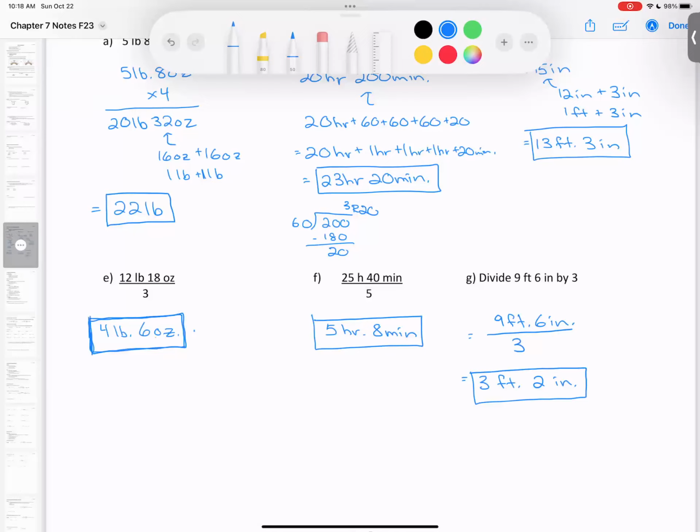And so that's it for multiplying and dividing denominate numbers. So make sure to multiply and divide each part of your number, whether that's feet and inches or hours and minutes. And then once you're done that, make sure you check it over and see if you can simplify.